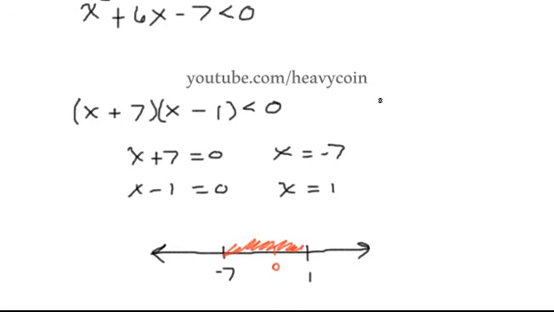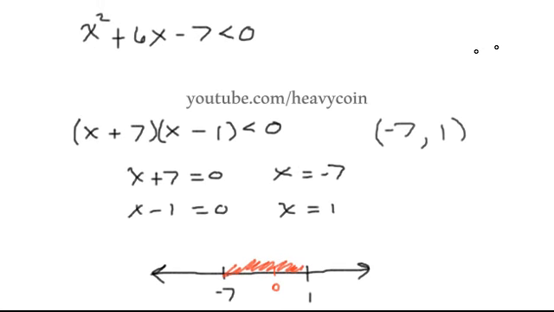So our solution set, I start with a parenthesis because we don't include negative 7, and with a parenthesis, we don't include 1. So this interval right here represents the set of numbers between negative 7 and 1. We can use any of these numbers in here that will make this true.